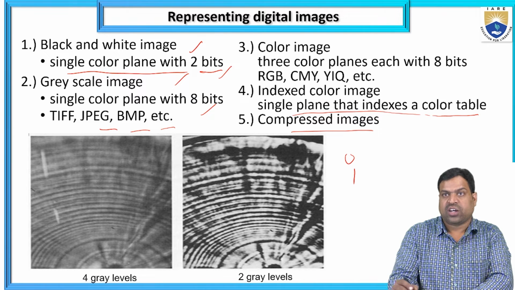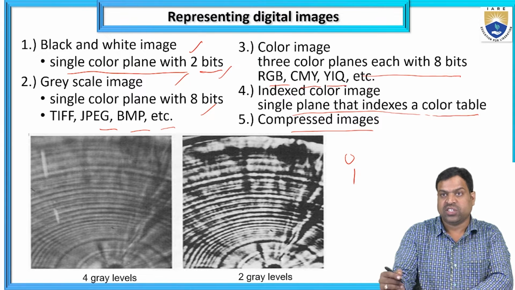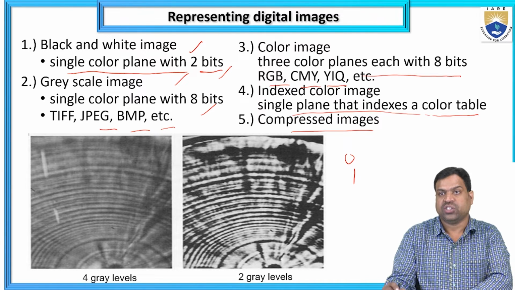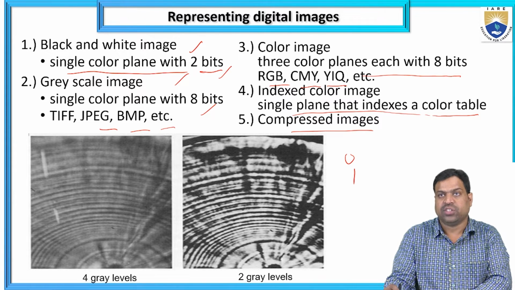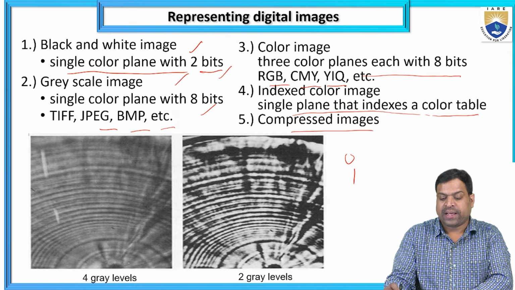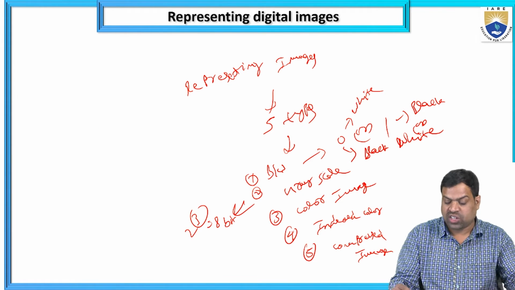Next one is the color image. Color images have 3 color planes, each of 8 bits: RGB, CMY, YIQ. These are the color combinations of a color image. Next one is the indexed color image. What is the meaning of indexed color image? A single plane that indexes a color table, that is indexed. After that is the compressed image. So what is the meaning of compressed?